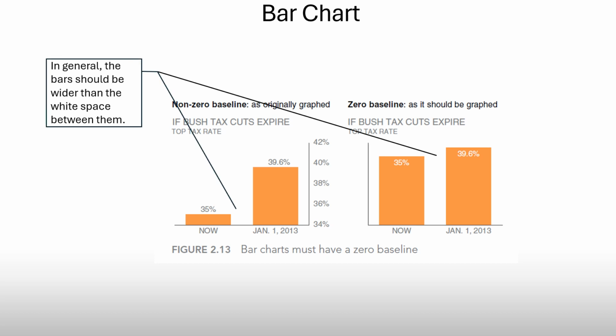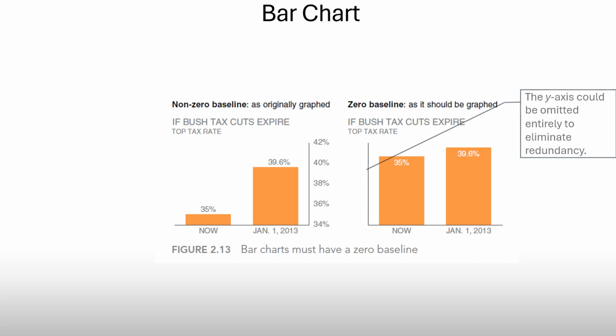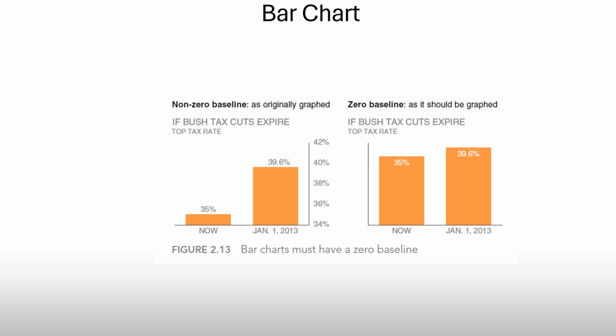Another rule of thumb is that you would like for the bars to be wider than the white space between them. That is the case in both of these visuals. Also, the y-axis could be omitted entirely to eliminate redundancy. We really don't need the labels on the y-axis if we're going to put the labels within the columns.